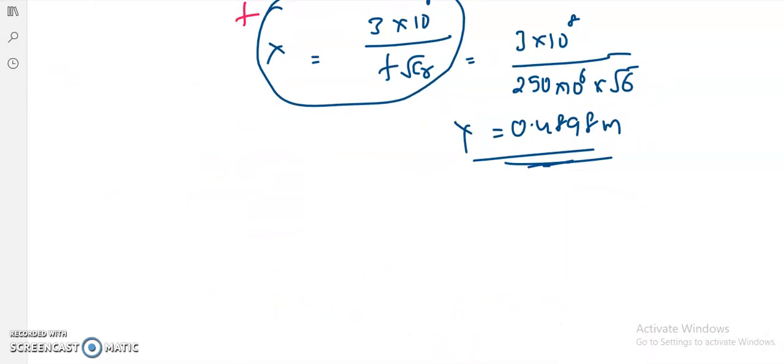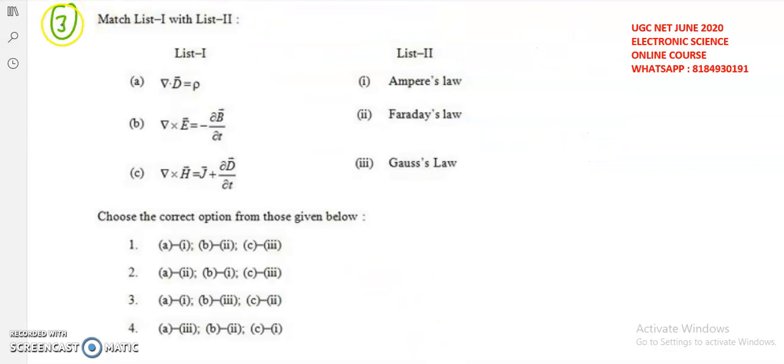Next, coming to the third question we are going to see here. It is a question from the four different types of Maxwell's equations. We will definitely get one question from Maxwell's equations. It is damn sure in each and every UGC NET question paper. So here we have the four different types of Maxwell's equations.